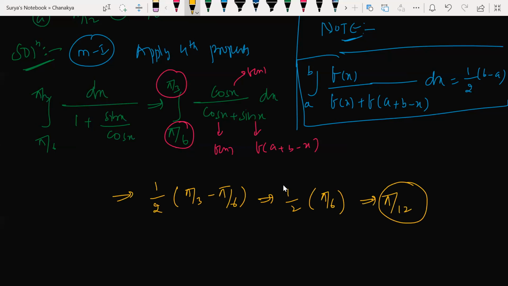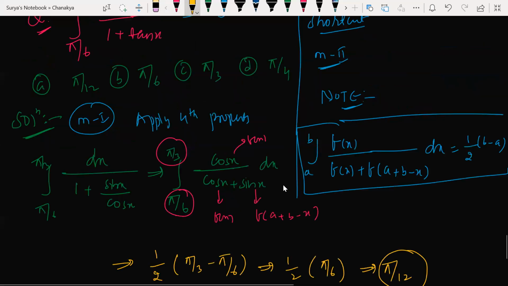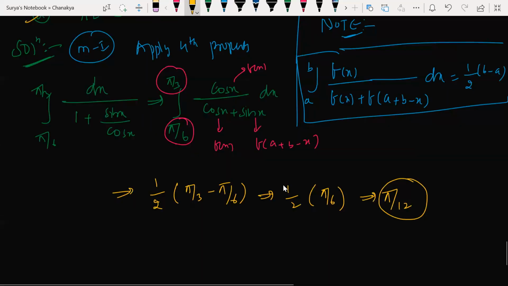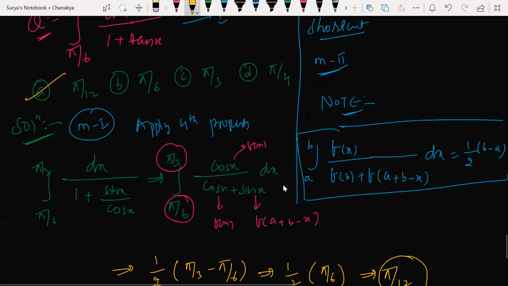Quite simple question, and the shortcut is very simple. What is the shortcut? Whenever you have the integral from a to b of f of x divided by f of x plus f of a plus b minus x dx, you write that as half of b minus a, which is quite a simple process. Hope it is clear. Understood, children, how I wrote this?